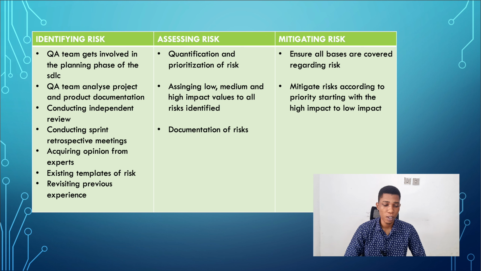So how do they identify risk? You can identify risk through conducting independent reviews, retrospective meetings, sprint retrospectives, acquiring opinion from experts, brainstorming with other members of the team, existing templates of risk, right? And revisiting some previous experience.